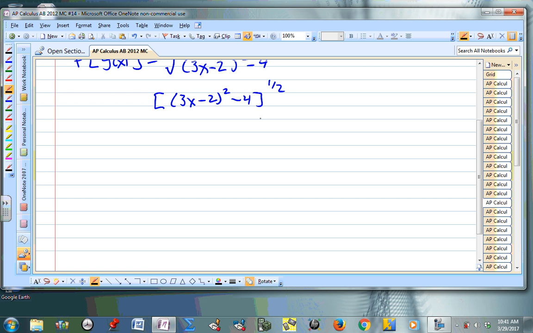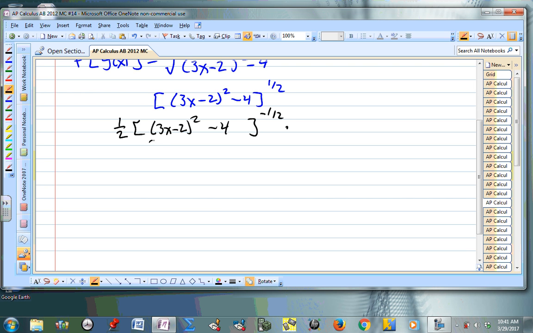The outside function here is something to the 1/2 power. So the derivative is going to be 1/2 times something to the negative 1/2 power. Remember, the inside stays the same: quantity 3x minus 2 squared minus 4. Now we need to multiply by the derivative of the inside function.